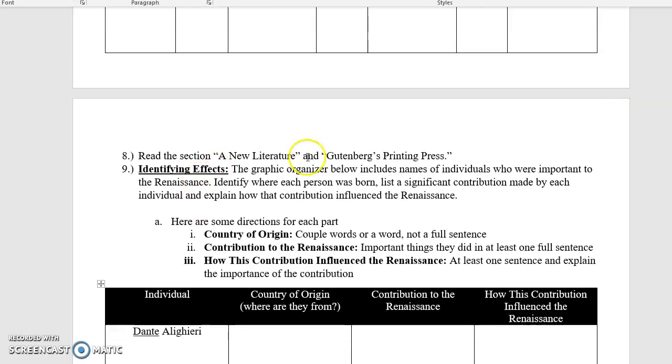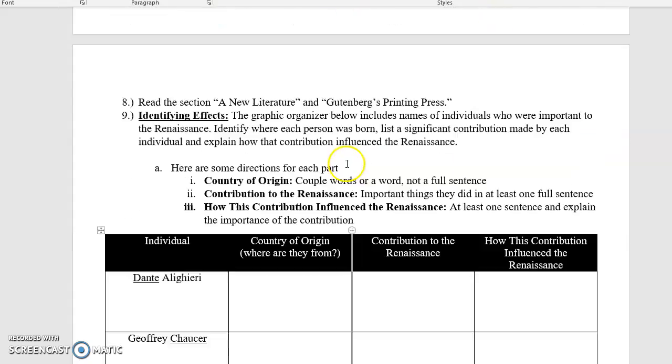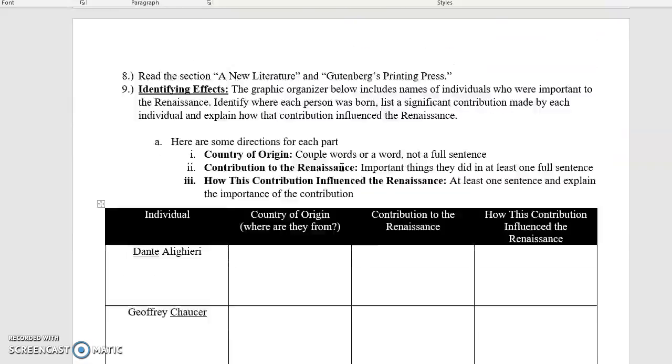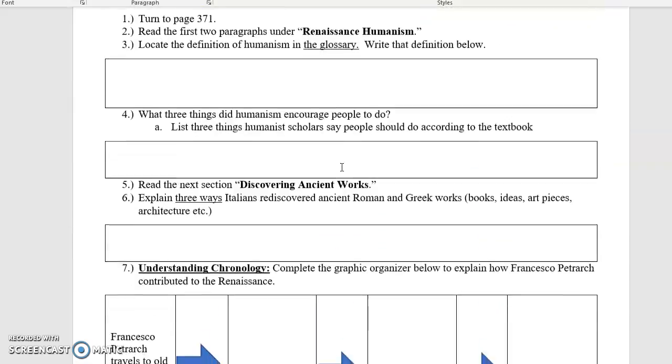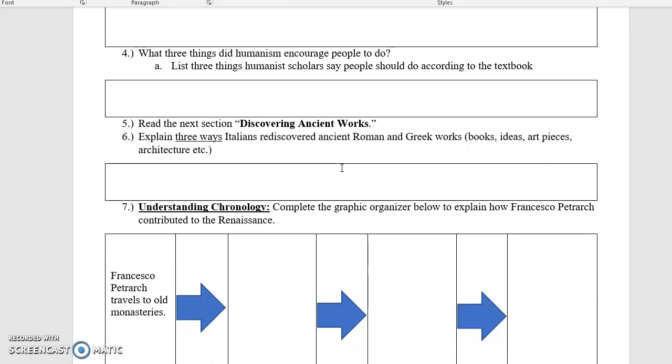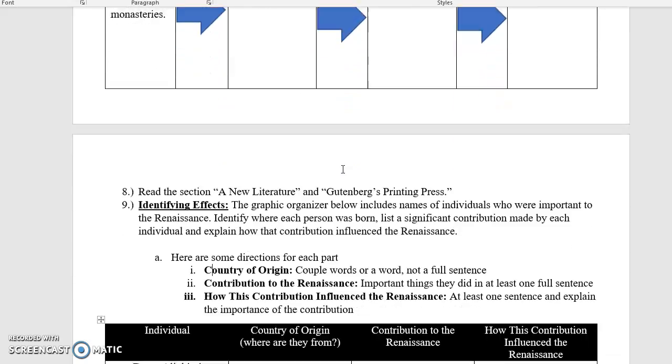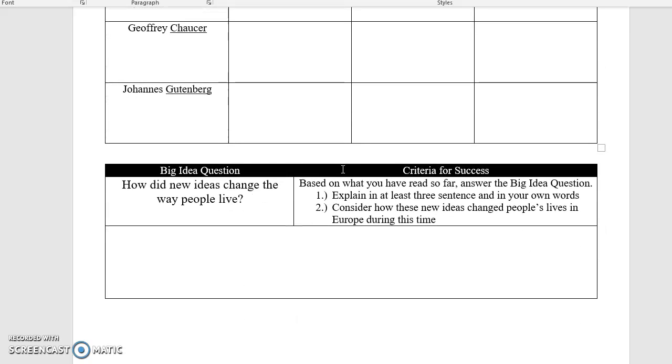I think all in all, you're only reading like 3 pages. Because there's a lot of big ideas in this one, I kind of want you guys to take your time, break down Petrarch, Humanism, and these 3 important leaders. And then what you're going to do here is take what you learn and explain how new ideas changed the way people lived.